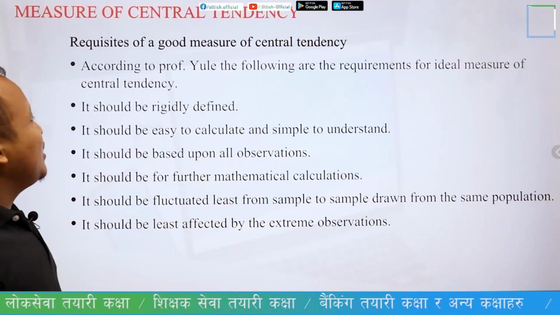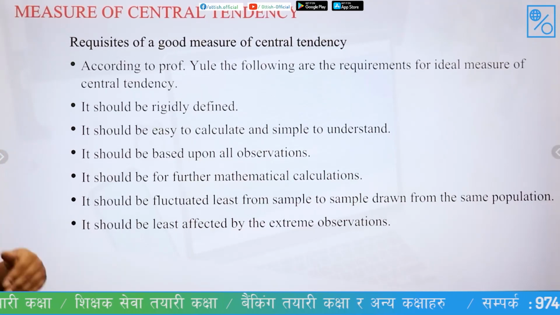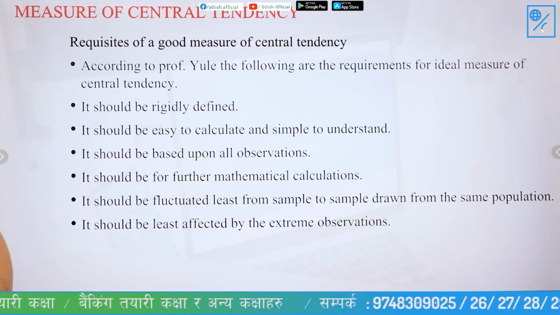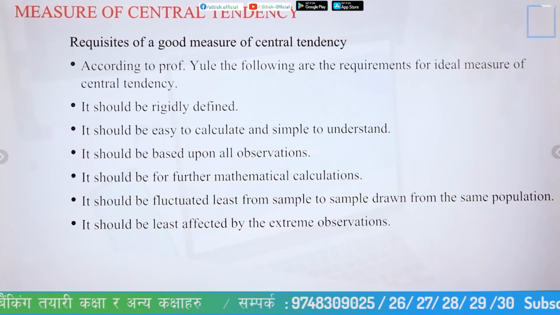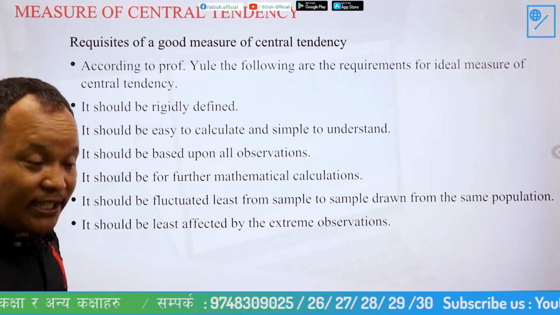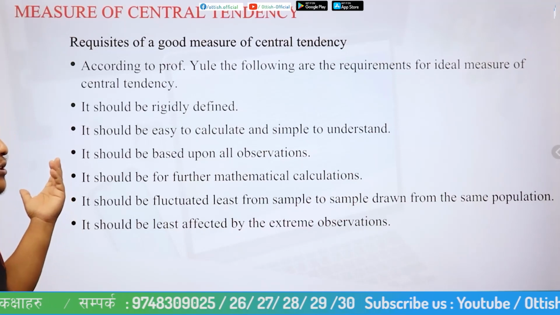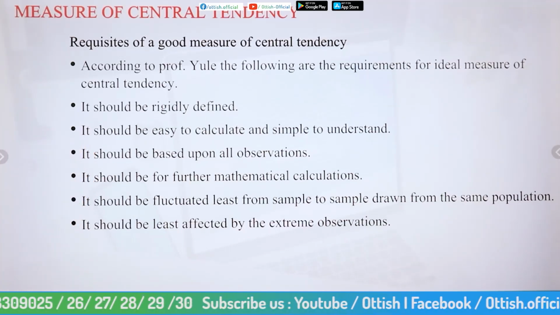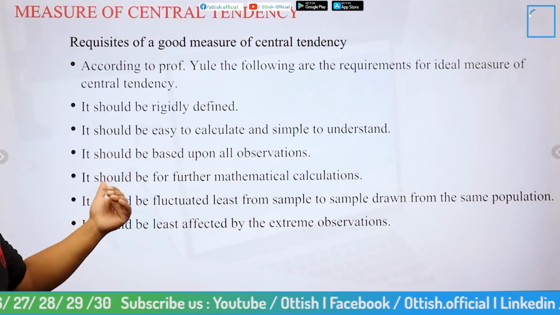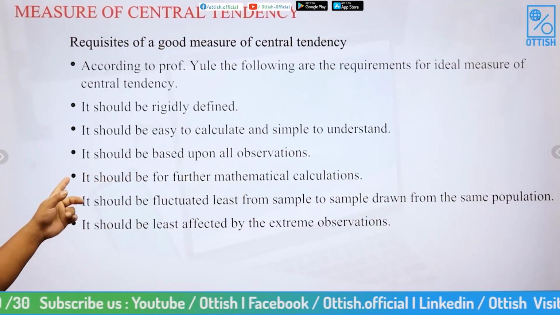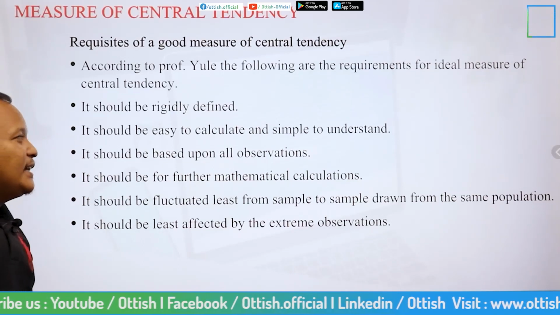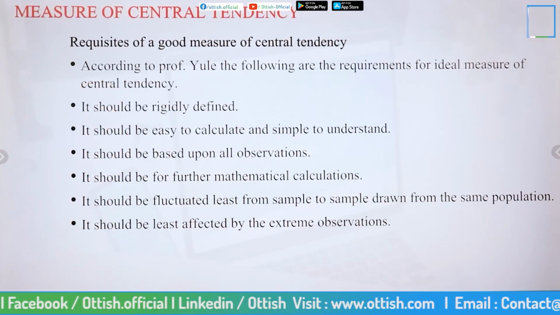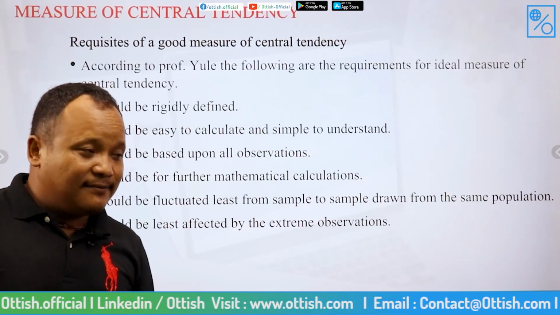Generally, according to Professor Yule, the following are the requirements or characteristics of the ideal measure of central tendency. It should be clearly and rigidly defined. We need to clearly define which one is mean, median, mode, geometric mean, harmonic mean, or arithmetic mean. It should be easy to calculate and simple to understand as much as possible. Central tendency should be easy to calculate and simple to understand.